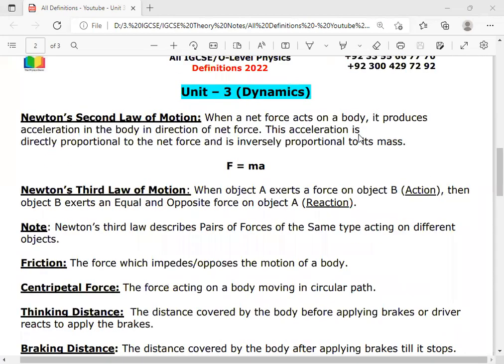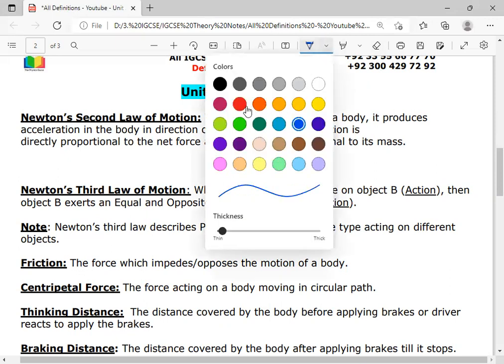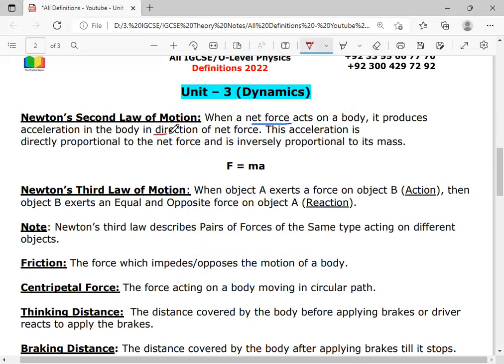In this unit, the first definition is the definition of Newton's second law of motion: when a net force acts on a body, it produces an acceleration in the body in the direction of the net force. This acceleration is directly proportional to the net force and inversely proportional to the mass of the body. The equation related to Newton's second law of motion is F = ma, where F stands for force, m stands for mass, and a stands for acceleration.